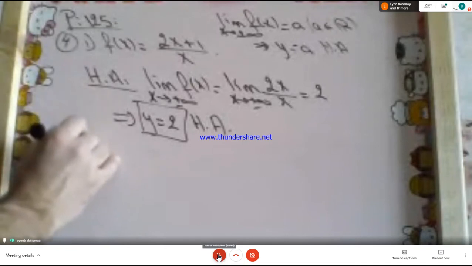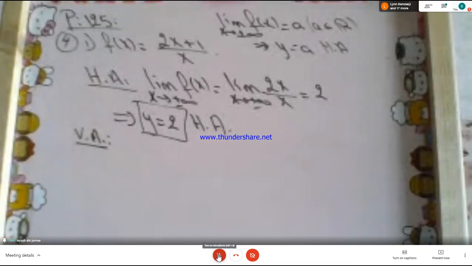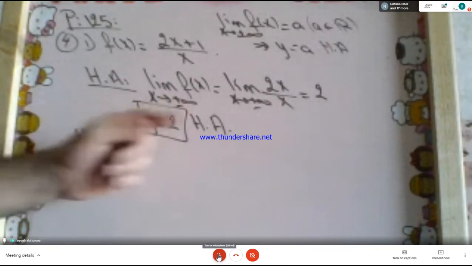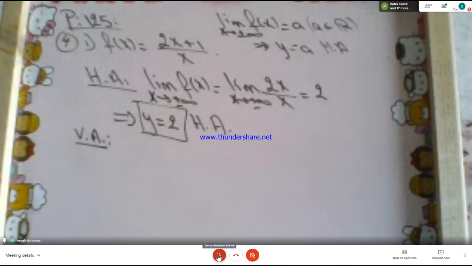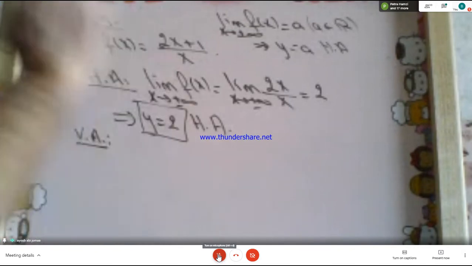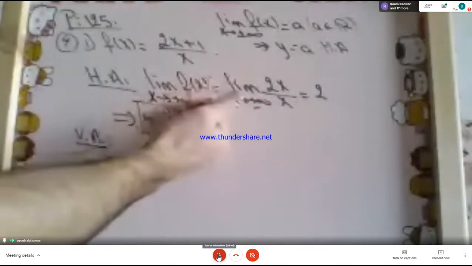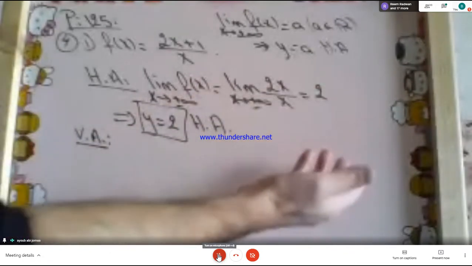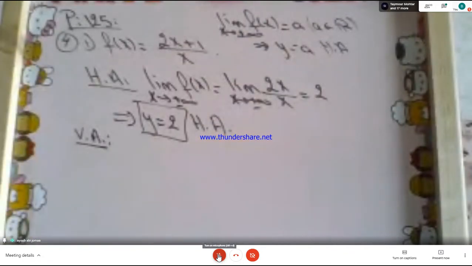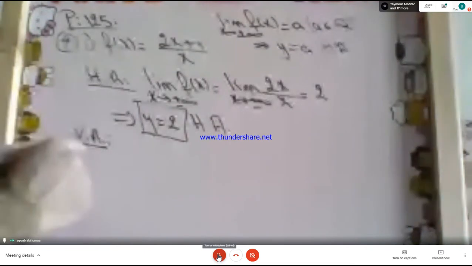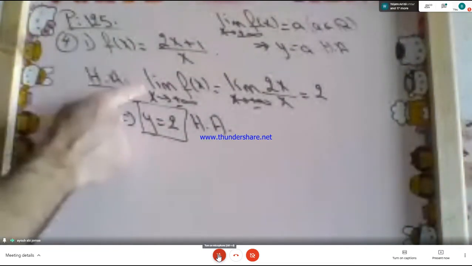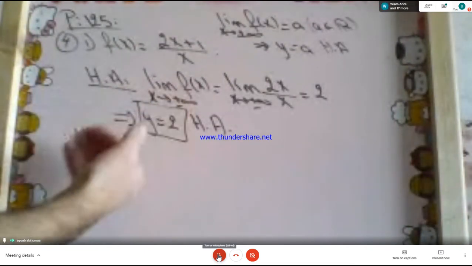Now for the vertical asymptote. Look here at the difference between the horizontal and vertical asymptote. For the horizontal asymptote, simply you find the limit as x approaches infinity, and if the answer is a real number, then y equal this real number is a horizontal asymptote. But for the vertical asymptote, you have to find the limit as x approaches a number, and you are not given this number.